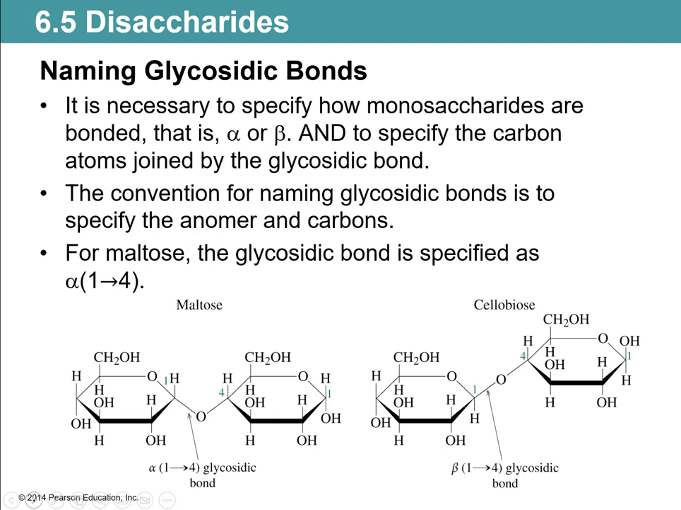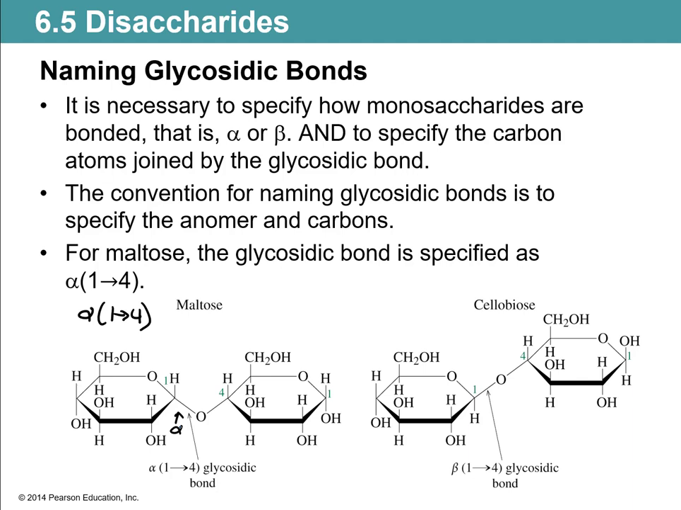The one on the left is maltose. The one on the right is cellobiose. So the one on the left, see the link? They call that link an alpha 1 to 4 glycosidic bond. So why is it alpha 1 to 4? It's alpha 1 to 4 because the left glucose is an alpha glucose. Notice its OH was sticking down. So this was the alpha.